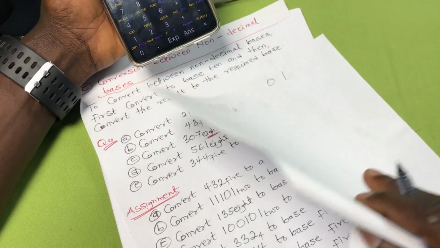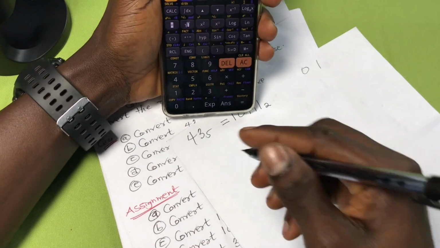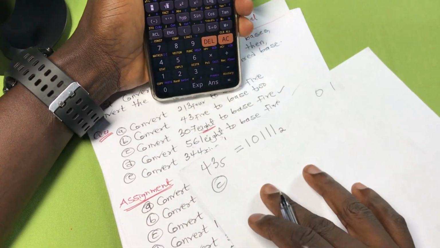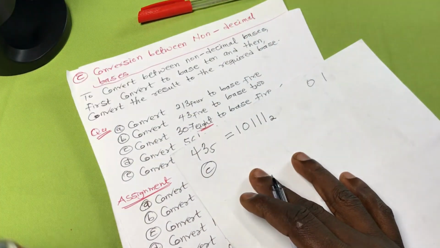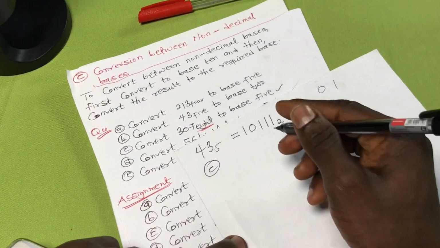So that is all for the B. Now let us move on to the C. The C says we should convert 307 base 8 to base 5.